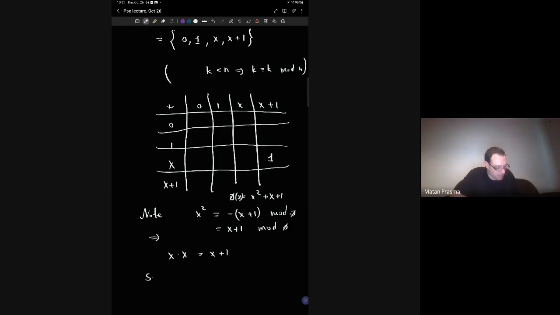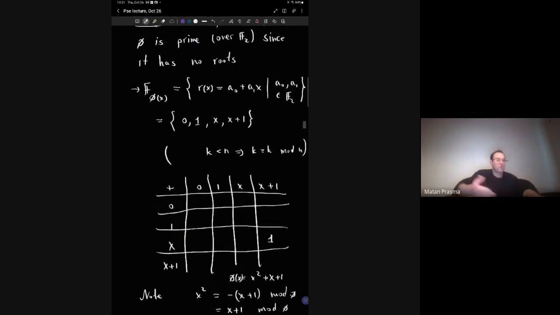And similarly, you can do x cubed, and you will get 1 modulo phi. Okay, so this is how you work with these fields. Any questions about this? I feel that you are not completely fluent, but I need to hear what may not be clear.